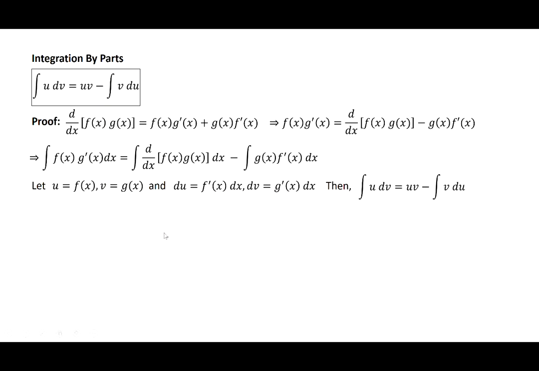Then integral for f of x we plug in u, g prime of x dx we plug in dv, and so u dv, integral u dv, is the left hand side. The right hand side is integral d/dx of uv, integral d/dx of uv.